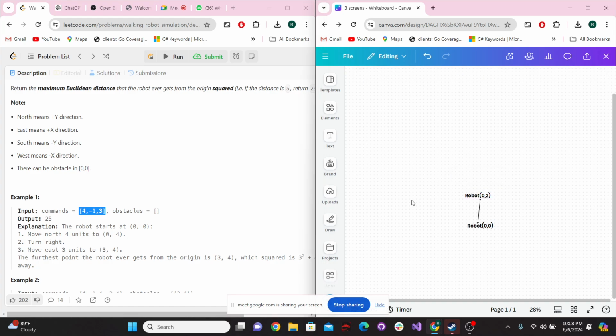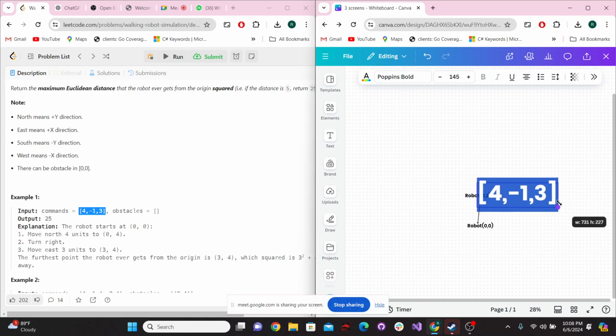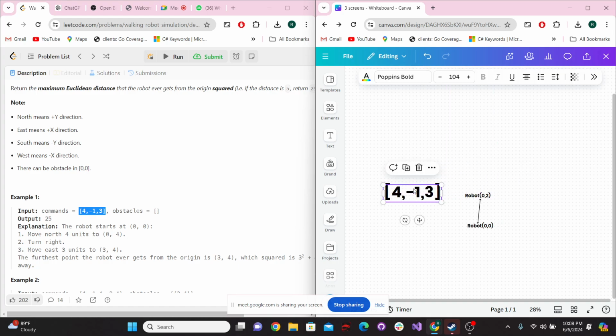Let's just say you have these commands. How do you interpret this command? This is 4. So whatever direction the robot was facing, it walked 4 steps. -1, it changed the direction. 3, it again walked some number of steps.